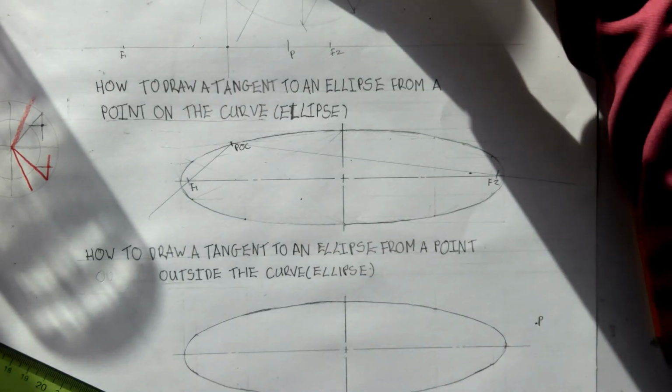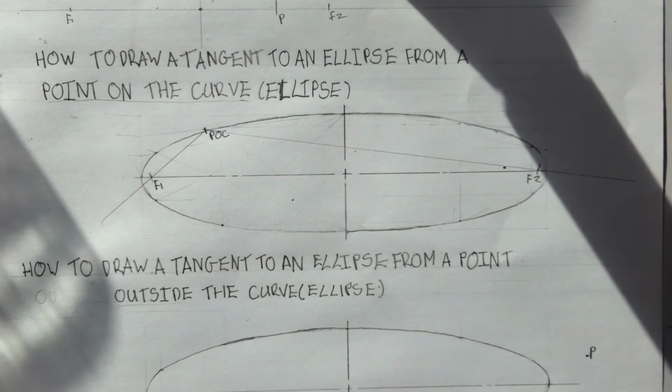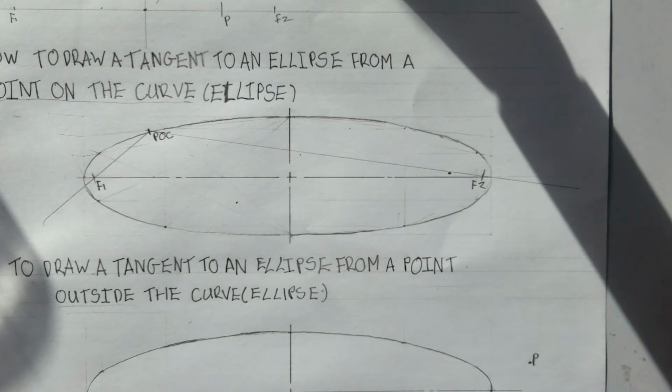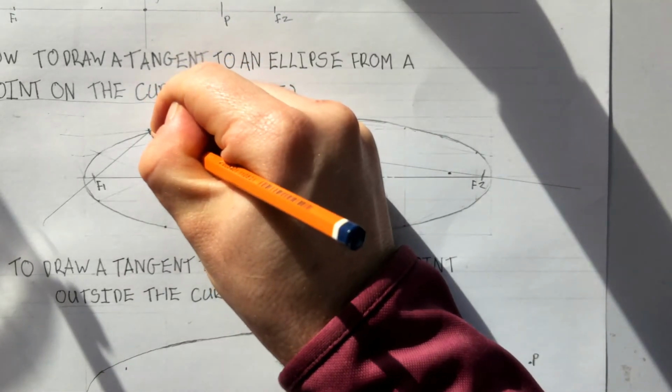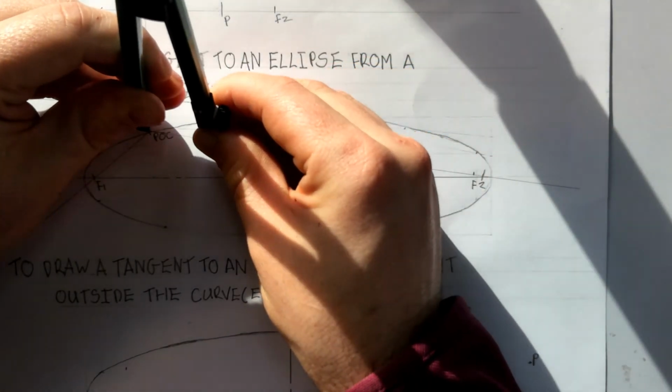Now, I'm going to take my compass then and I'm going to bisect that angle. So set your compass to any radius, and swing an arc.